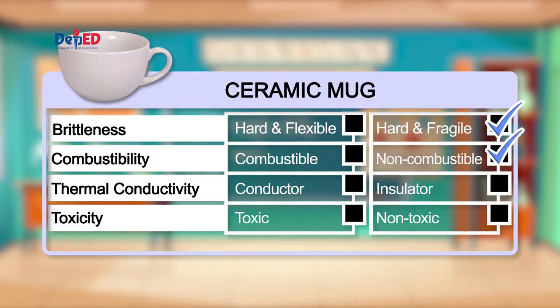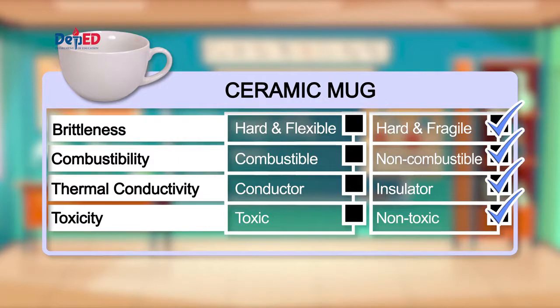How about as to its thermal conductivity? Does it allow heat to pass through? It's a poor conductor of heat, therefore it's an insulator. When it comes to its toxicity, is the ceramic mug toxic or non-toxic? It's a non-toxic material. In fact, we use plates, bowls, and cups which are made of ceramic.